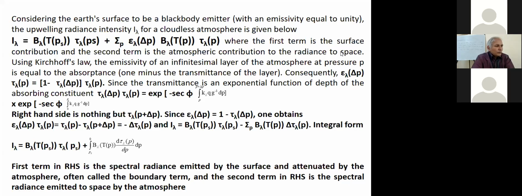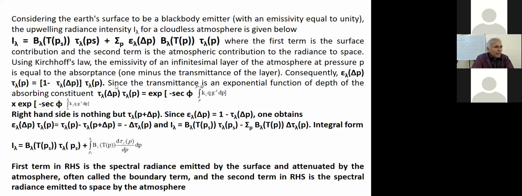Now, if I use Kirchhoff's law, emissivity is equal to the absorptance. Absorptance is 1 minus transmittance. Here I am again ignoring scattering and reflection because this is thermal radiation, so I can safely ignore scattering. So basically, you can see here I have the product of emissivity and the transmittance.